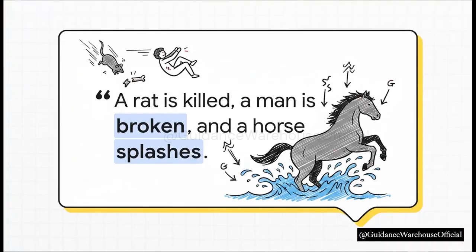Way back in 1928, a British biologist named J.B.S. Haldane wrote this famous, kind of visceral observation. He basically said, a rat is killed, a man is broken, and a horse splashes. It's a bit gruesome, sure, but it brilliantly highlights how gravity and air resistance scale so differently depending on an animal's size. For a tiny animal, the resistance to falling is roughly 10 times greater than the downward pull of gravity. But what exactly is that resistance we're talking about?